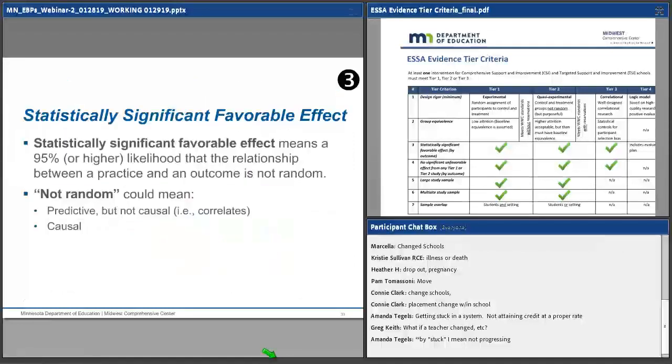All right, so let's talk a little bit more about what those two mean. Again, a statistically significant favorable effect means that there's a 95% or higher likelihood that a relationship between a practice and an outcome is not random. And by not random, we mean, again, either a predictive relationship, also called a correlational relationship, or a causal relationship. We talked about those two different types of relationships.